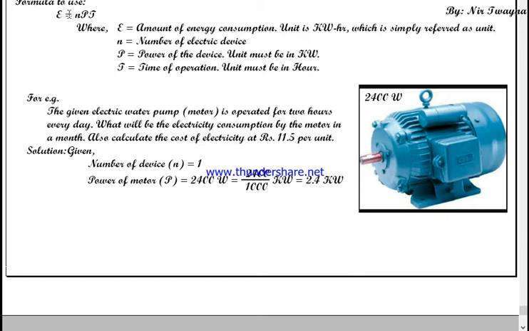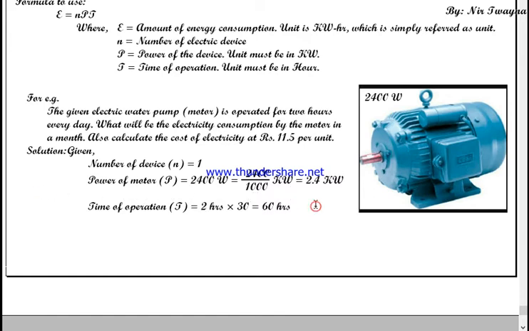That is the power. Then what do I need? NPT. I need time of operation. T equals, how much does it say? See, the given electric water pump is operated for 2 hours every day. 2 hours every day means in 1 month how many hours there will be? You have to multiply it by 30. So 2 into 30 is 60 hours. Got it?